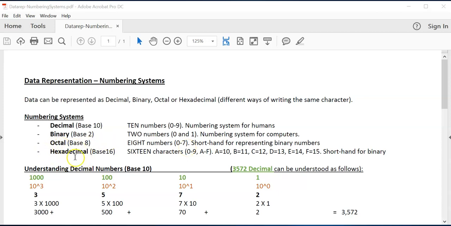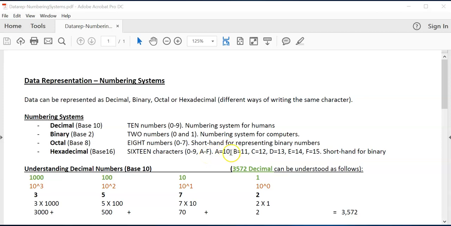And hexadecimal is base 16. So how do we represent 16 numbers? Well, you can only represent 0 through 9, which takes care of 10 numbers. And that leaves us with 6 more to represent. But we can't use 10, 11, 12, 13, etc. because those will use 2 characters. We need 1 character. So the letters A through F are actually used to represent those.